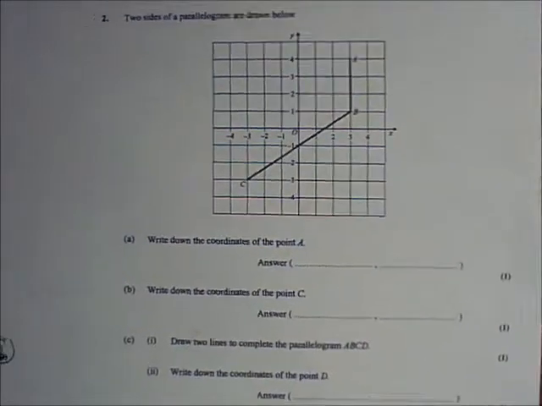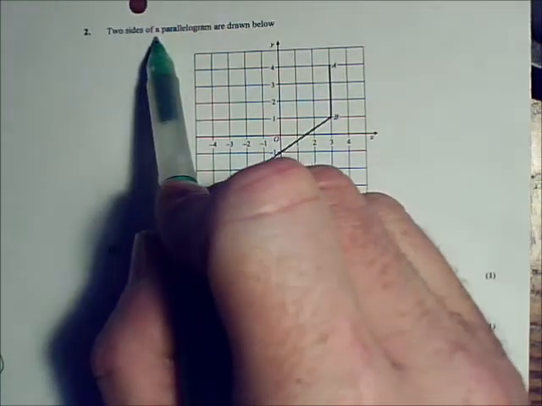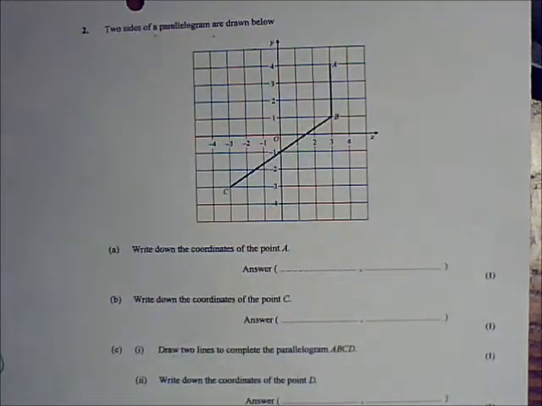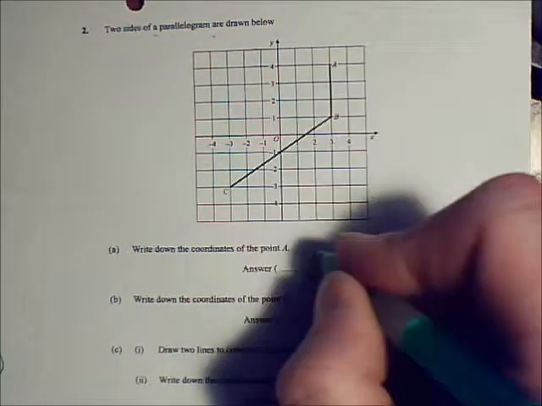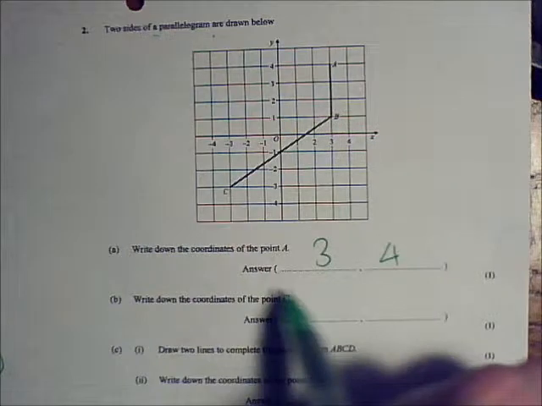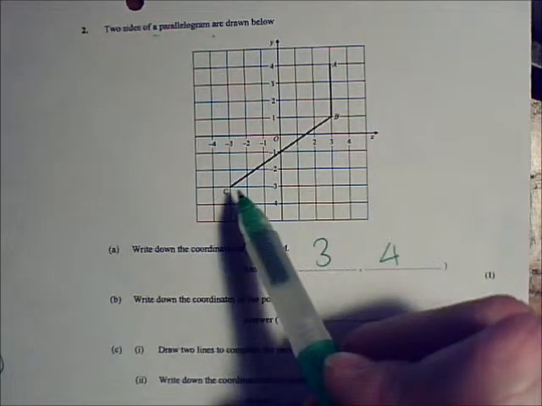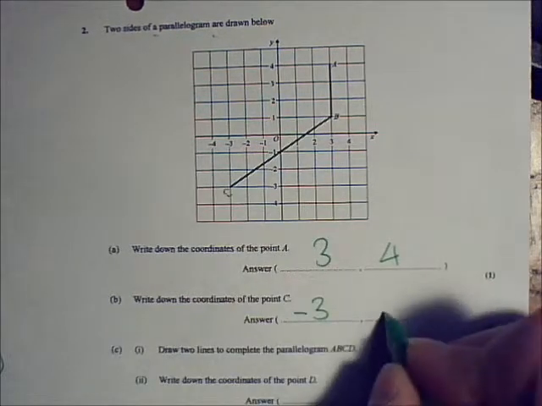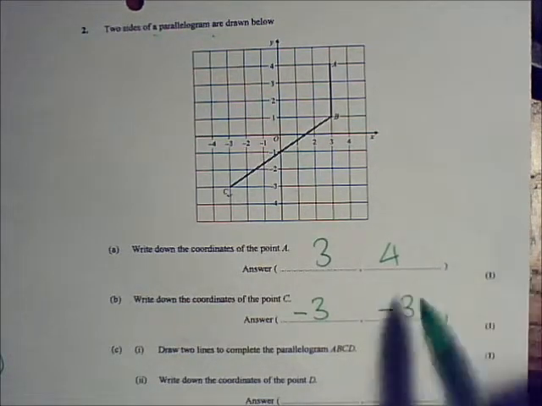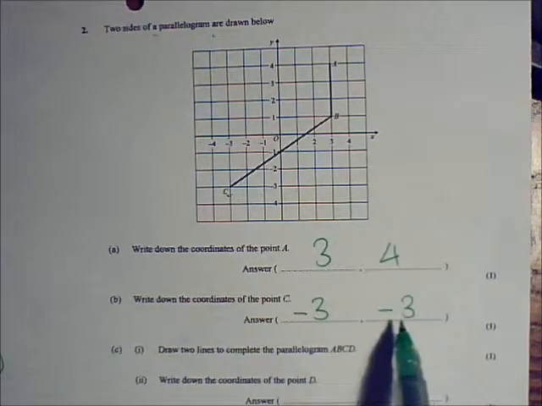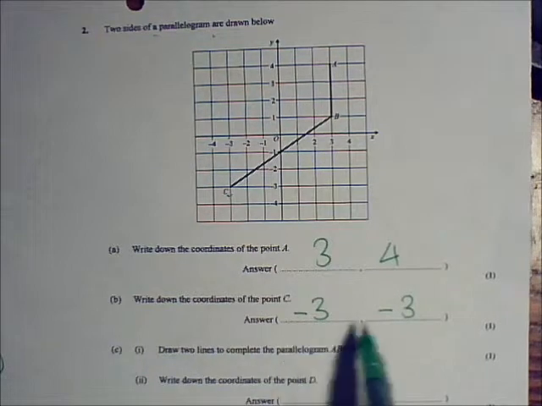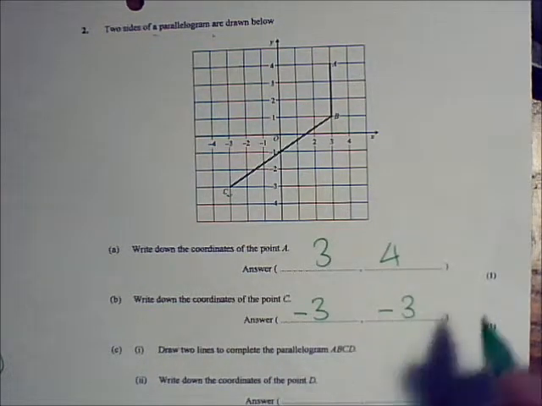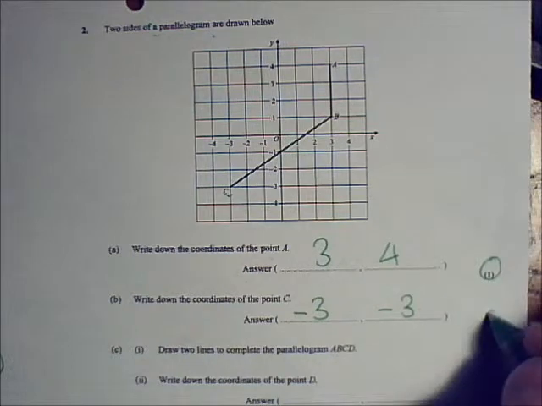Question 2. 2 sides of a parallelogram are drawn below. Write down the coordinates of point A. 3 across, 4 up. 1 mark. Write down the coordinates of point C. 3 back, 3 down. Just take care here to make sure that you've got negative coordinates because it's back and it's down. 1 mark for each of those.